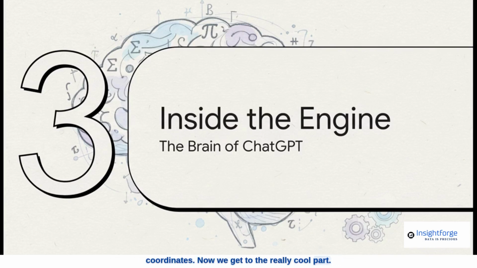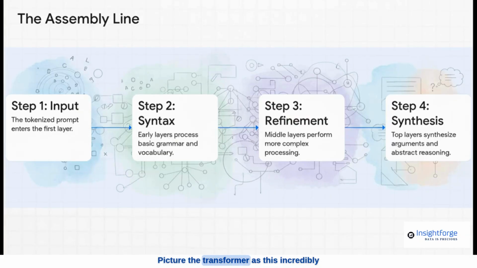All right, our words have been translated into this language of numbers and coordinates. Now, we get to the really cool part. We are now entering the core of the model, the transformer architecture. This is where the real thinking actually begins. Picture the transformer as this incredibly sophisticated assembly line with dozens of layers. When your prompt goes in at the beginning, the first few layers are just looking at basic stuff like grammar. Then, as it moves down the line, the middle layers start connecting ideas and spotting relationships across your entire prompt. By the time it reaches the end, the top layers are piecing together complex arguments and understanding nuance.